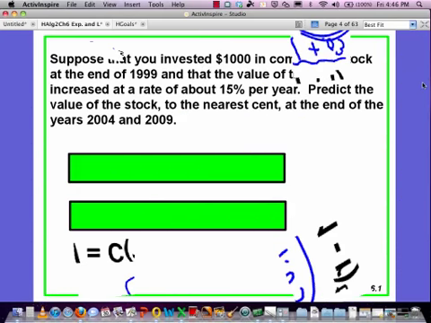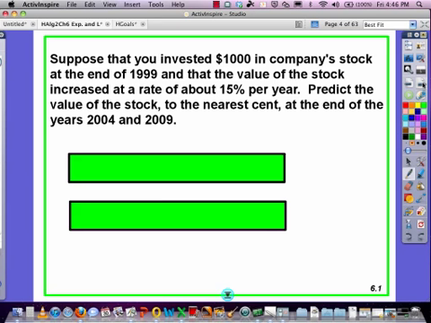So now, if we give you a real-life investment problem, suppose you've invested $1,000 in a company's stock at the end of 1999, and that the value of the stock increased at a rate of about 15% per year. Predict the value of the stock to the nearest cent at the end of the years 2004 and 2009. So again, you're thinking, n equals, and this one told us that the value of the stock increased, so we know it's adding, and to the power of t.